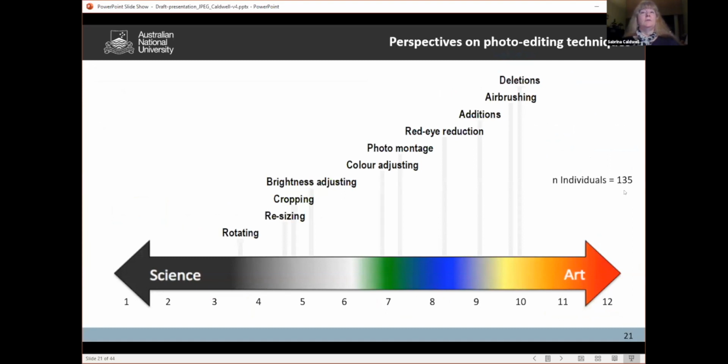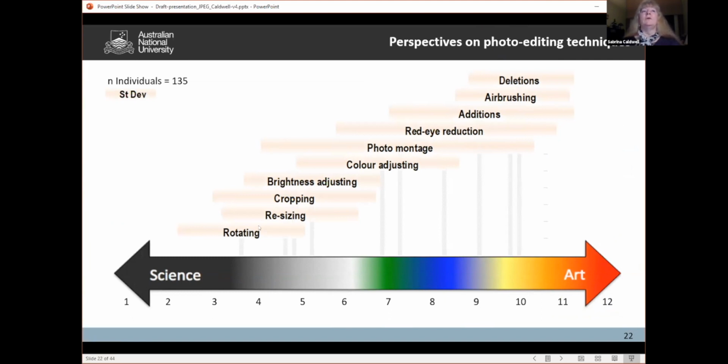Ultimately, I had 135 results, and these are the different places where these different kinds of techniques landed in terms of the mean of the answers. I think it's worthwhile noting, however, the standard deviation, which is extraordinarily large, because the students had very varying ideas about this. In particular, photo montage basically spanned most of the ribbon.